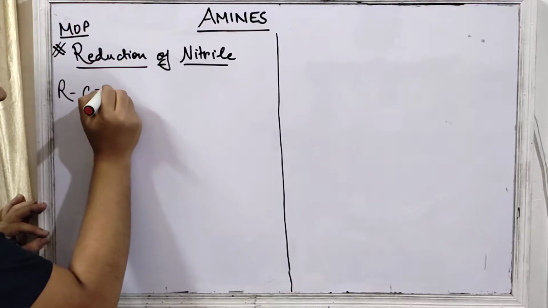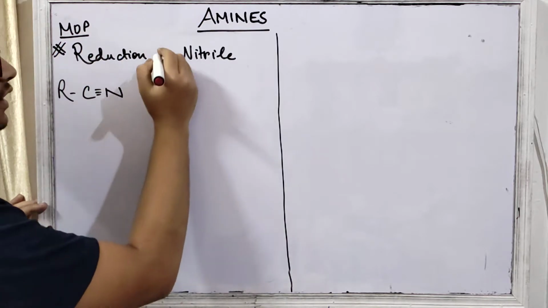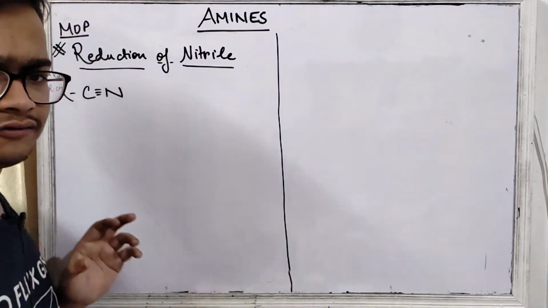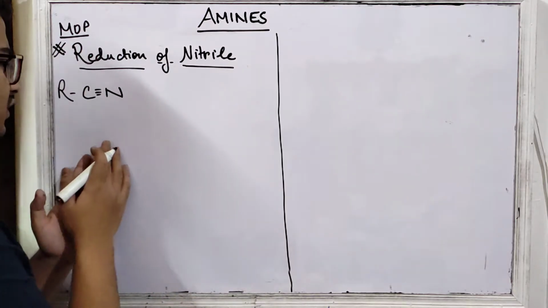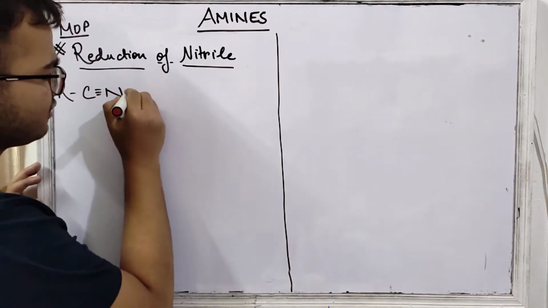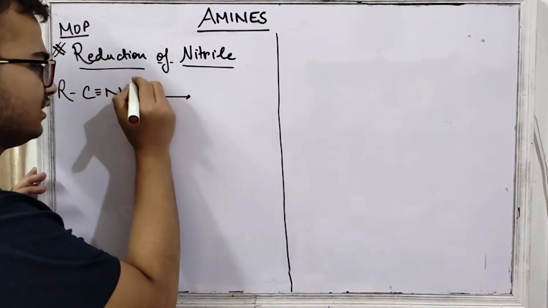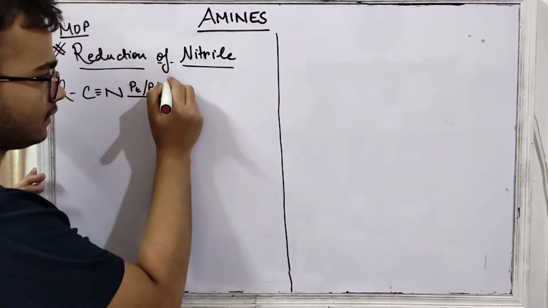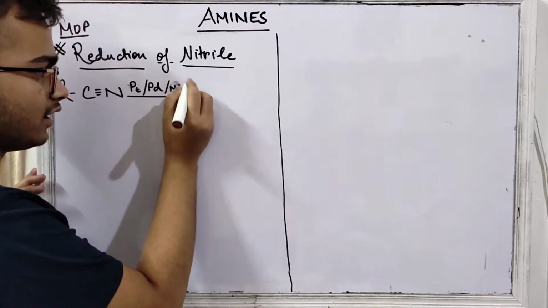Now reduction can be done in 2 ways. If you want to do it directly, then you have to perform full reduction, and if you want to do it stepwise, you have to perform the Stephen reaction. Okay, so let's see what is happening here. Let's first discuss the direct reduction. What happens in direct reduction is you take platinum, palladium, nickel, hydrogen catalyst.